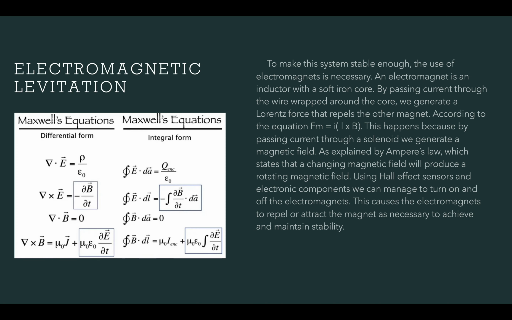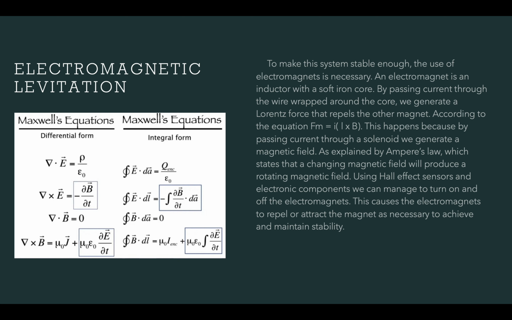So I provided here some of the Maxwell equations, and the slide is called Electromagnetic Levitation, so I make a quick overview of it. To make the system stable enough, the use of electromagnets is necessary. An electromagnet is an inductor with a soft iron core. By passing current through the wire wrapped around the core, we generate a Lorentz force that repels the other magnet.